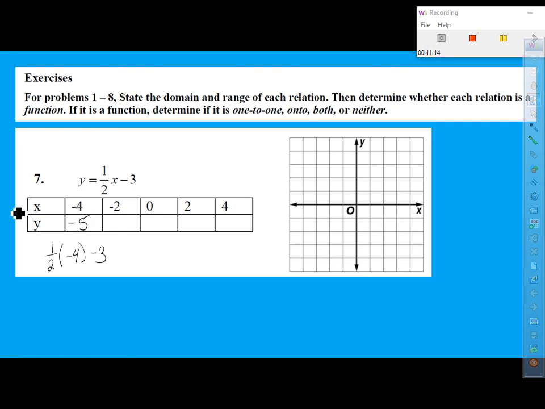Remember, your domain is the x values. The range is the y values. Now let's run -2 through there. I'm going to go 1/2 times -2 minus 3. I'm going to run that through my calculator and get -4. Just to speed the process up, guys, when you run 0 through your calculator, you're going to get -3, -2, -1.